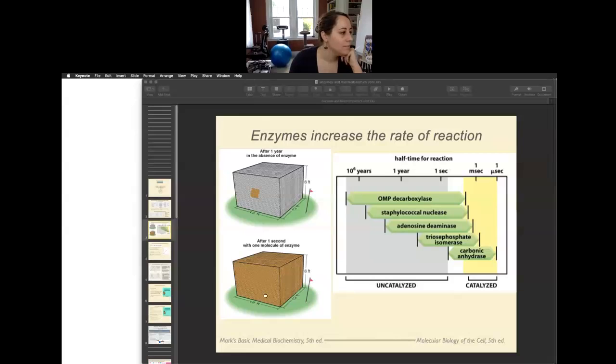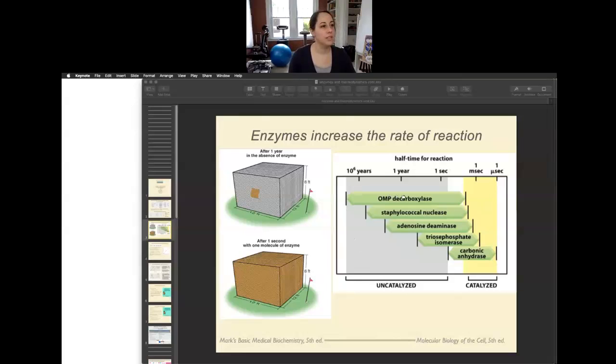However, if we look at the bottom, then all we need is 1 second with 1 molecule of DNA polymerase to link all of these nucleotides. Enzymes work very quickly, and they're very efficient at making their reaction go forward. And so that was just a kind of cartoonish depiction, but we have actual data on the rate of reactions with and without enzymes.